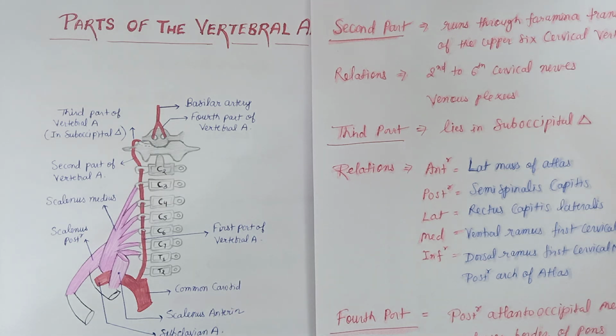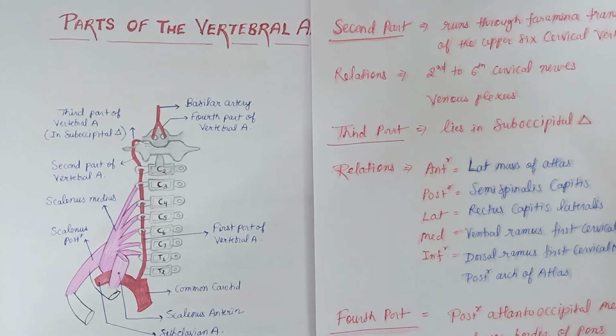Third part of the vertebral artery lies in the suboccipital triangle, emerging from the foramen transversarium of the atlas. The artery winds medially around the posterior aspect of the lateral mass of the atlas. It runs medially, lying on the posterior arch of this bone, and enters the vertebral canal by passing deep to the lower arched margin of the posterior atlanto-occipital membrane.